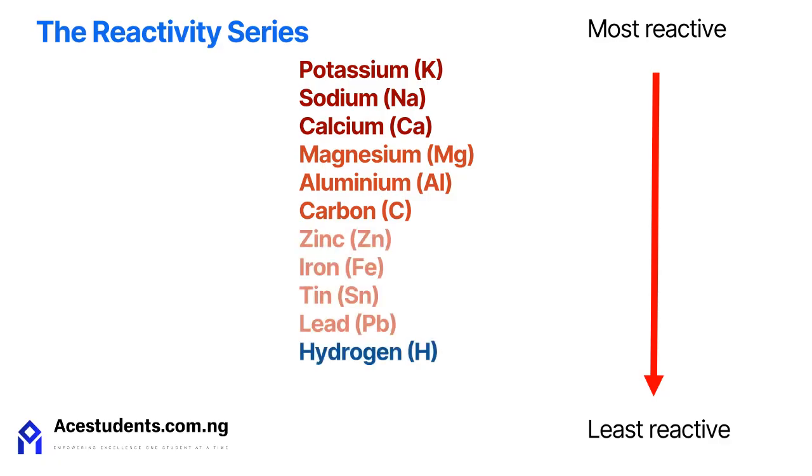In the middle of the series, we have zinc, iron, tin, and lead. Then comes hydrogen. Hydrogen is not a metal, but it is included to compare how metals react with acids.